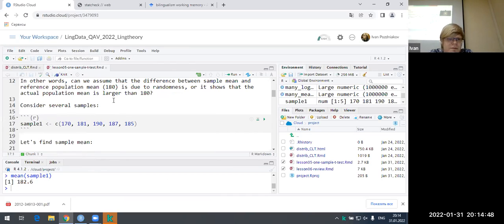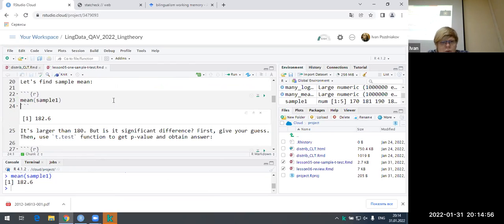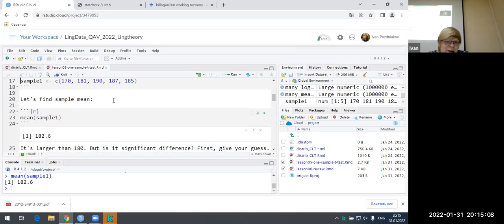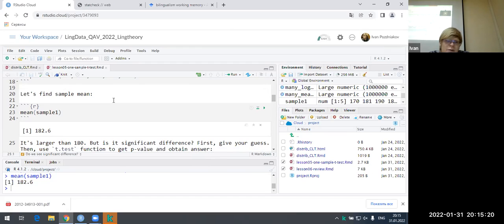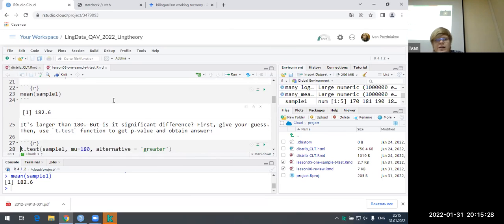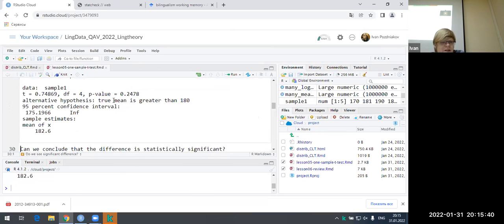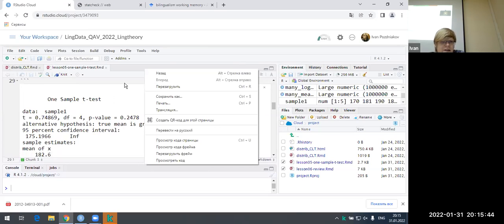So okay, we have some sample, and let's calculate on it. We want to test whether having this sample mean is a rather probable outcome if the null hypothesis that the population mean is 180 is true. So to calculate that we can conduct a t-test, get the p-value and obtain an answer. So let's run this. This is the way R does the t-test.